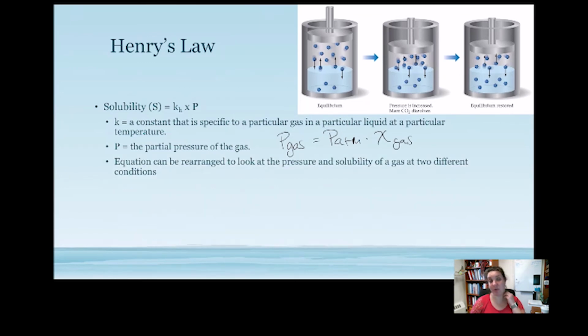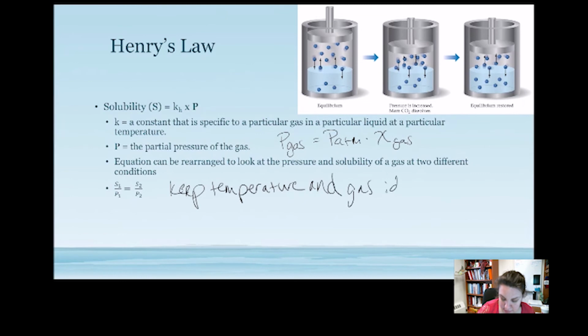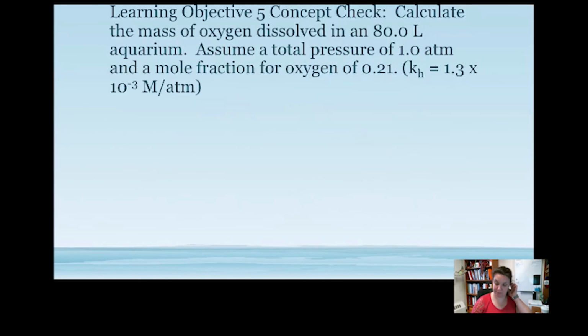The equation can be rearranged in order to look at pressure and solubility of a gas at two different conditions. S1 over P1 equals S2 over P2. So as long as we keep temperature and gas identity the same, we can use this relationship.